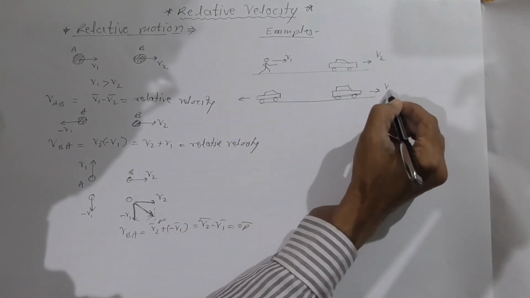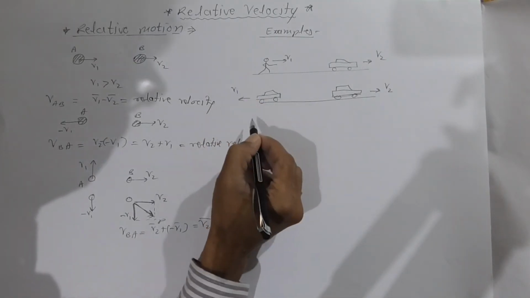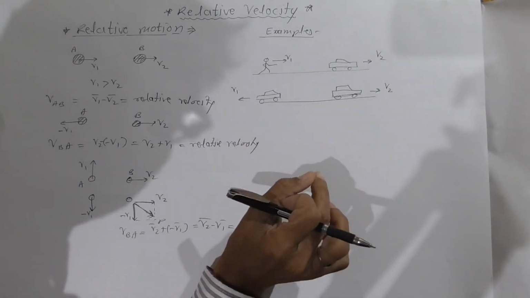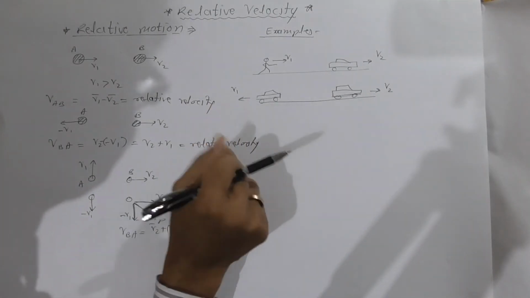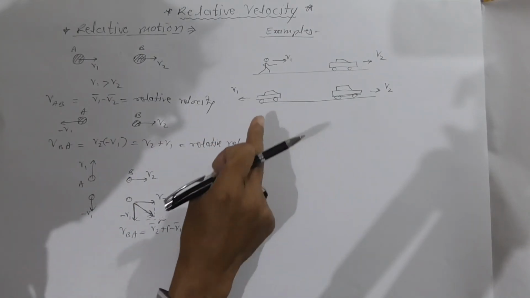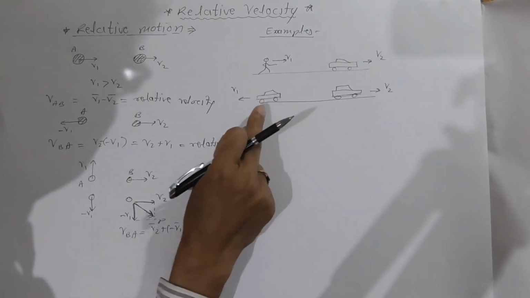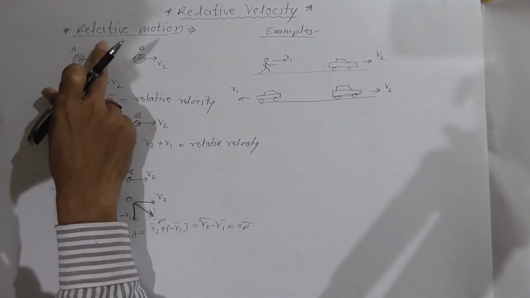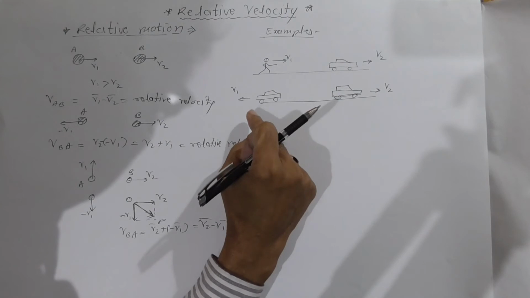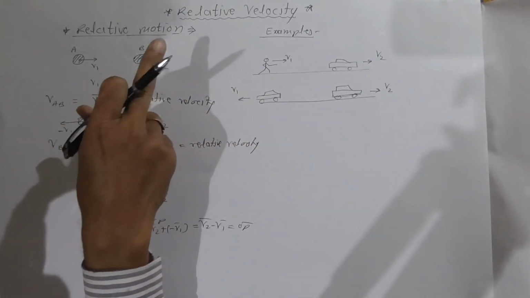Meaning if I consider v2 in the right hand direction, then v1 is in the left hand direction. Though their magnitudes are the same, their speed is the same, the directions are opposite. That's why the velocities are different, and you can take the answer as v2 minus v1 in this case as well as in the previous case. So here these two are also in relative motion, and the relative velocity can be obtained as v2 minus v1 here as well. So these are the two examples related to relative velocity.